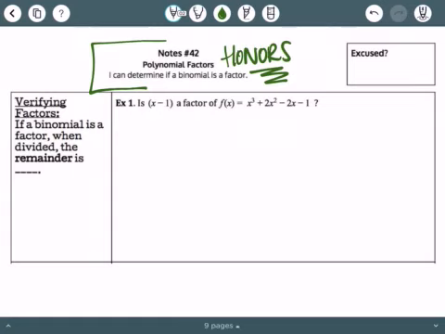We're doing polynomial factors. You can determine if a binomial is a factor or not. Today we're going to use our division from our previous lesson. If you haven't done 38 yet, this lesson's going to feel pretty confusing, so I would highly recommend going back to 38, especially because it will be on your quiz this week anyway. So if we verify factors, if we're thinking about how to find factors, right?